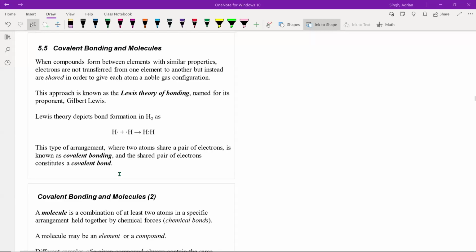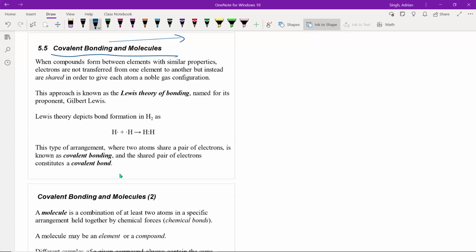So now that we've seen how ionic compounds form, and again, our binary ionic compounds, the simplest types of compounds, where electrons are essentially transferred from a metal to a nonmetal, we're now going to take a look at another way in which the elements can become more stable, and this is by sharing electrons in what's known as covalent bonding and the resulting molecules.